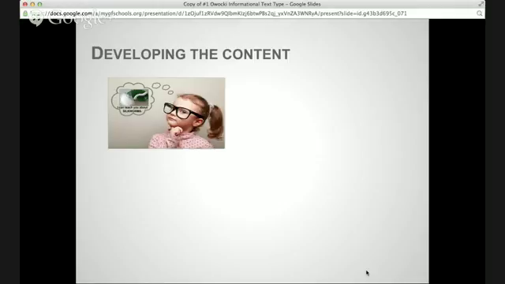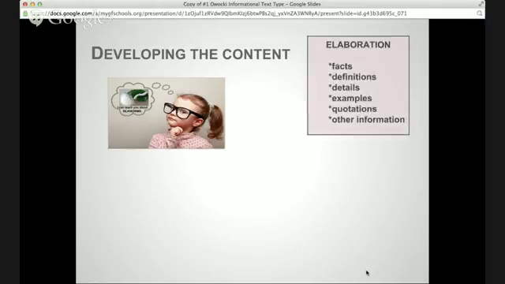So after we have a meaningful topic and we've got a good focus, now we're ready to develop the content. And with our little first graders, I bet they can write some facts about silkworms. They maybe can even write definitions of the stages of metamorphosis. Some of them, I'll bet, can even give details. Maybe details in the visuals, the pictures, or details in print. But as kids get better at elaborating, more sophisticated and older, they'll be able to add examples, quotations, other information.